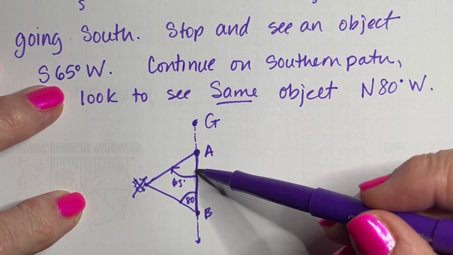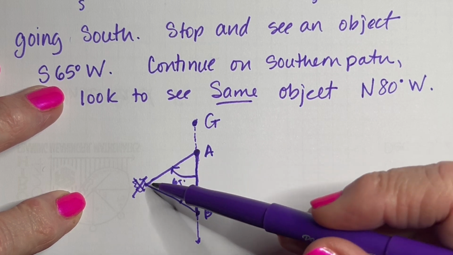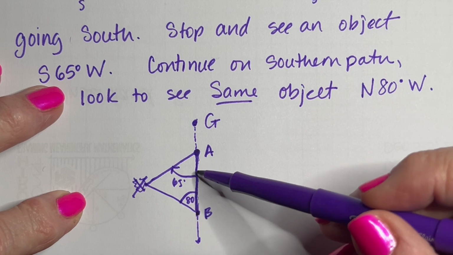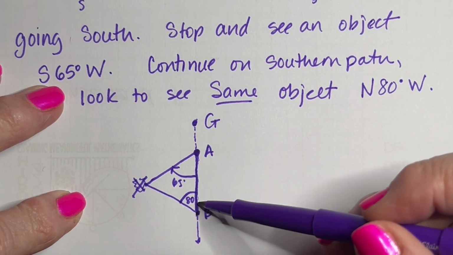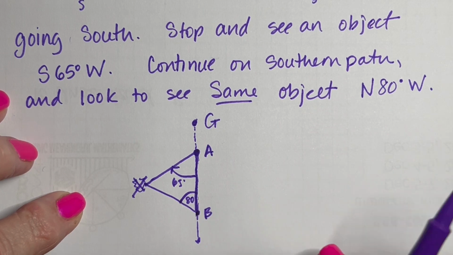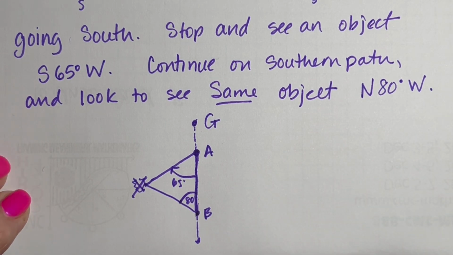So again, we were traveling south, we stopped at some location, turned south 65 degrees west, saw an object, then we continued from point A. This was just us stopping to see something. We continued down, stopped, looked behind us because we looked north, and then turned 80 degrees to the west and saw the same object. Okay? So that's kind of a very brief description of bearings.